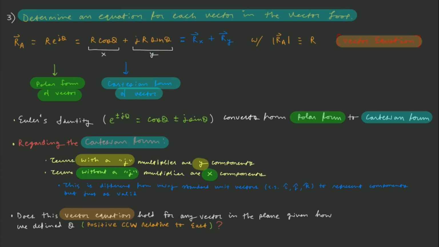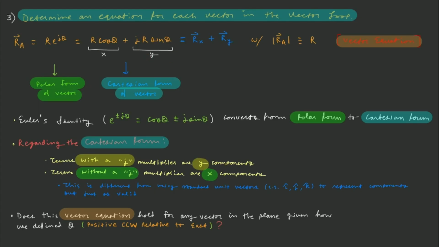Any term with a j is a y component, right? So again, j is not j hat. J is really what we would call i in mathematics, or the square root of -1. It's the imaginary unit. We're just calling it j here. It's just a standard notation to call it j in mechanism analysis. So any term with a j is a y component. Any term without a j is an x component.